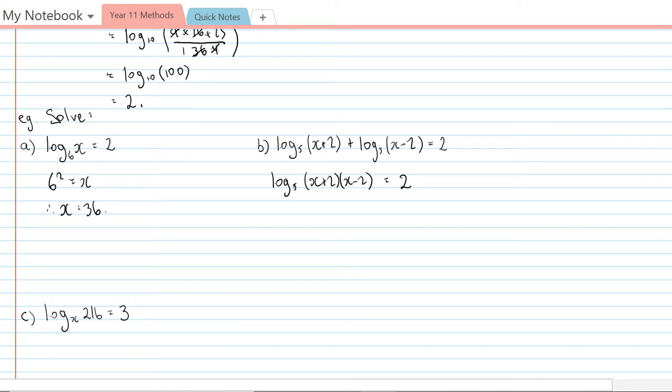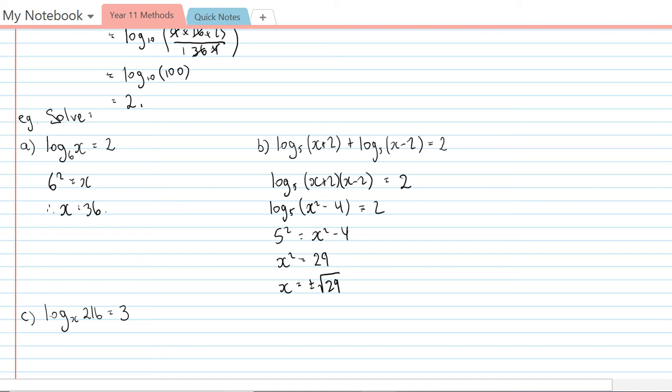Now that (x plus 2)(x take 2), that's just difference of 2 squares. That's log base 5 of x squared minus 4 equals 2. And so what we know then is that 5 to the power of 2 equals x squared take 4. So x squared equals 29, because 25 plus 4. And then we can take the square root of both sides, so x equals plus or minus root 29.